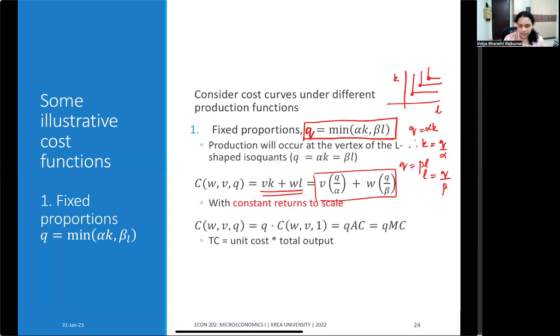When you have CRS in this case, the cost of producing Q units of output is just going to be Q times the cost of producing 1 unit of output. If I scale up production by Q units, my costs also go up by Q times. Therefore, the total cost is just Q times AC, which is equal to Q times MC. These are just mathematical results that you will get. Okay? So that's for fixed proportions.